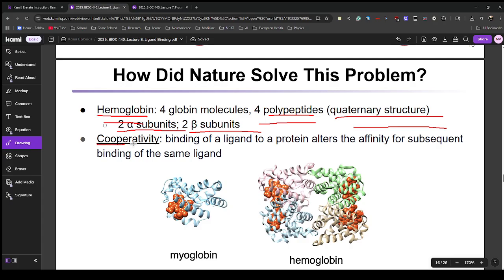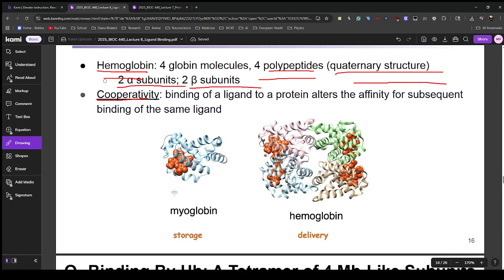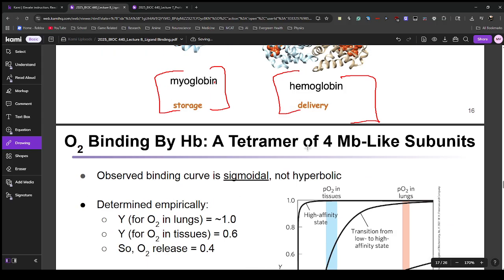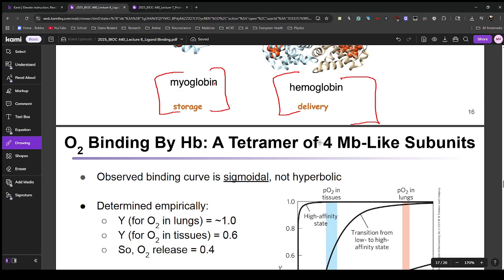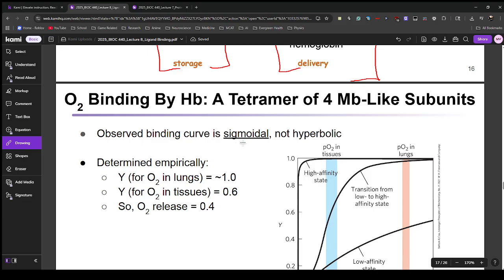Here we have cooperativity, which is the idea that the binding of one ligand alters the affinity for subsequent ligands to bind. You can see here that myoglobin is used as a storage molecule for O2. So it's actually used in things like muscles, if I'm not mistaken. And hemoglobin is used as a delivery molecule. It's used to deliver oxygen to tissue. Here we see that unlike myoglobin, the binding is sigmoidal.